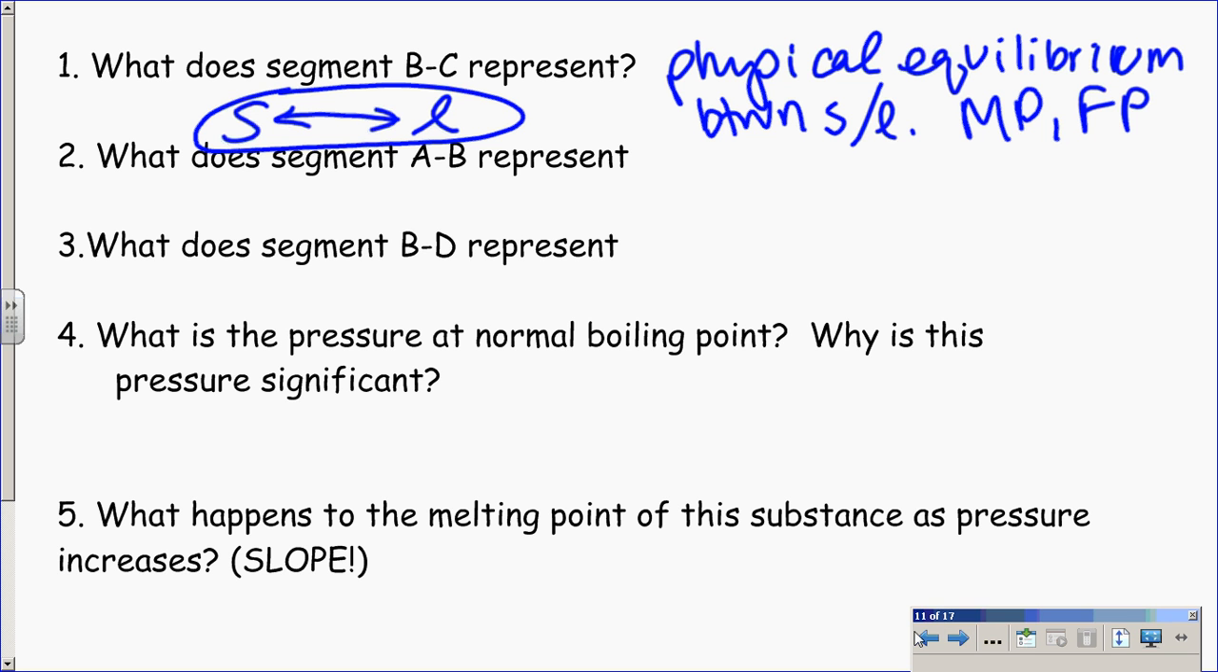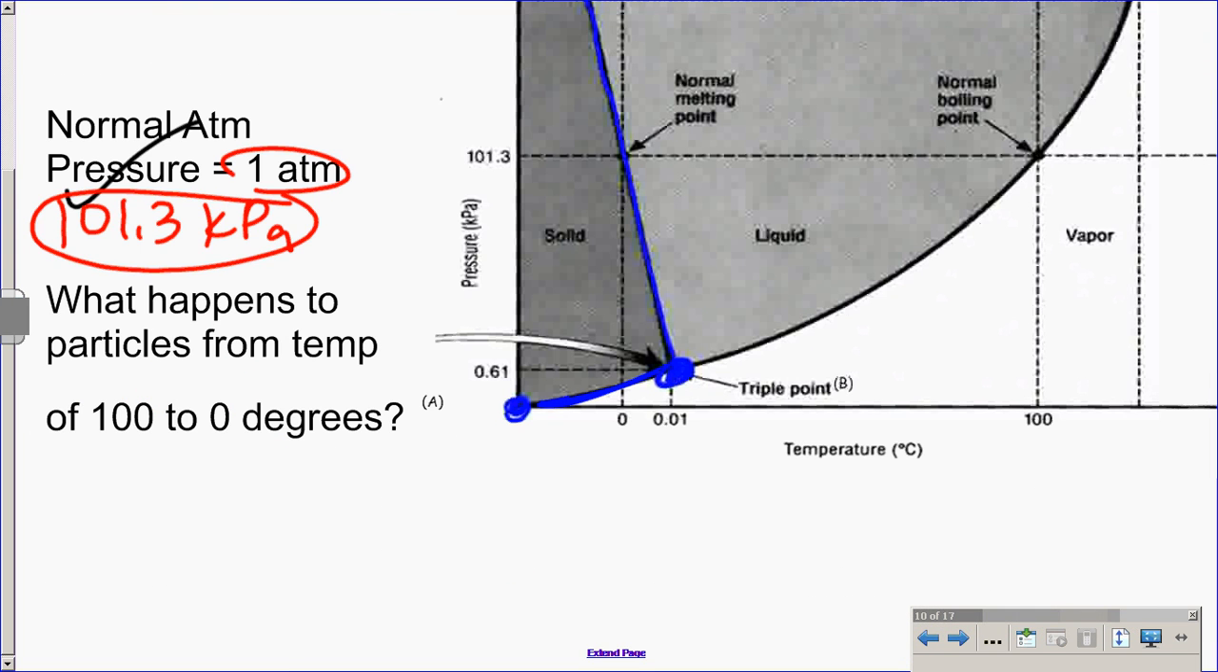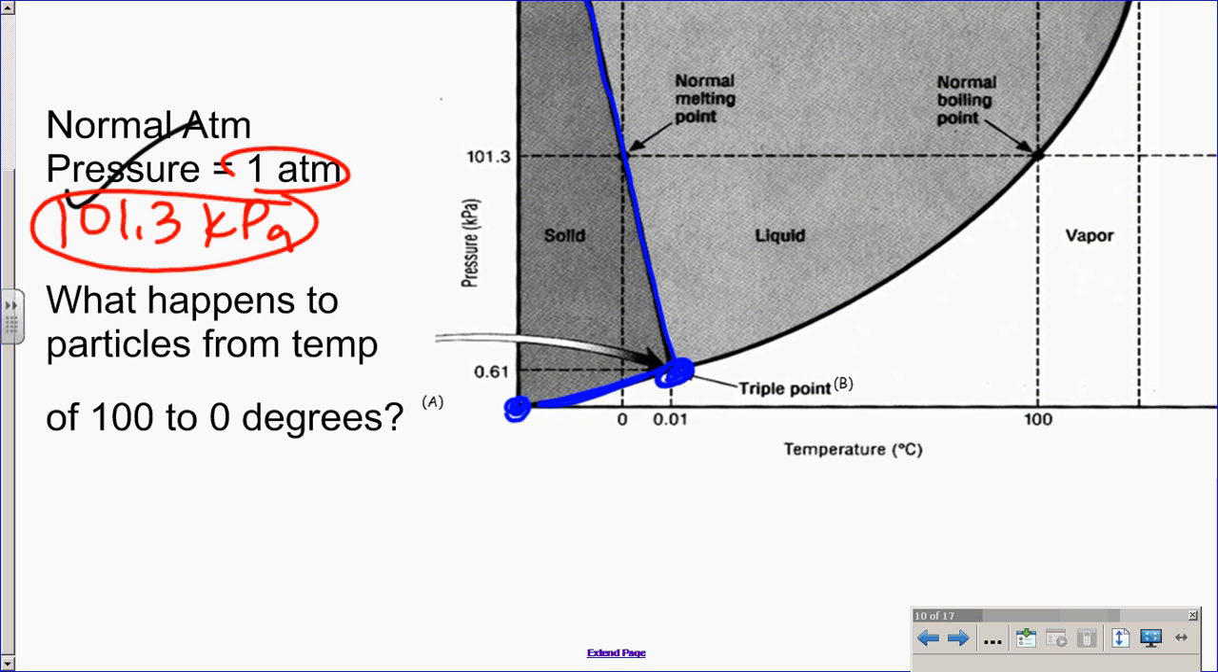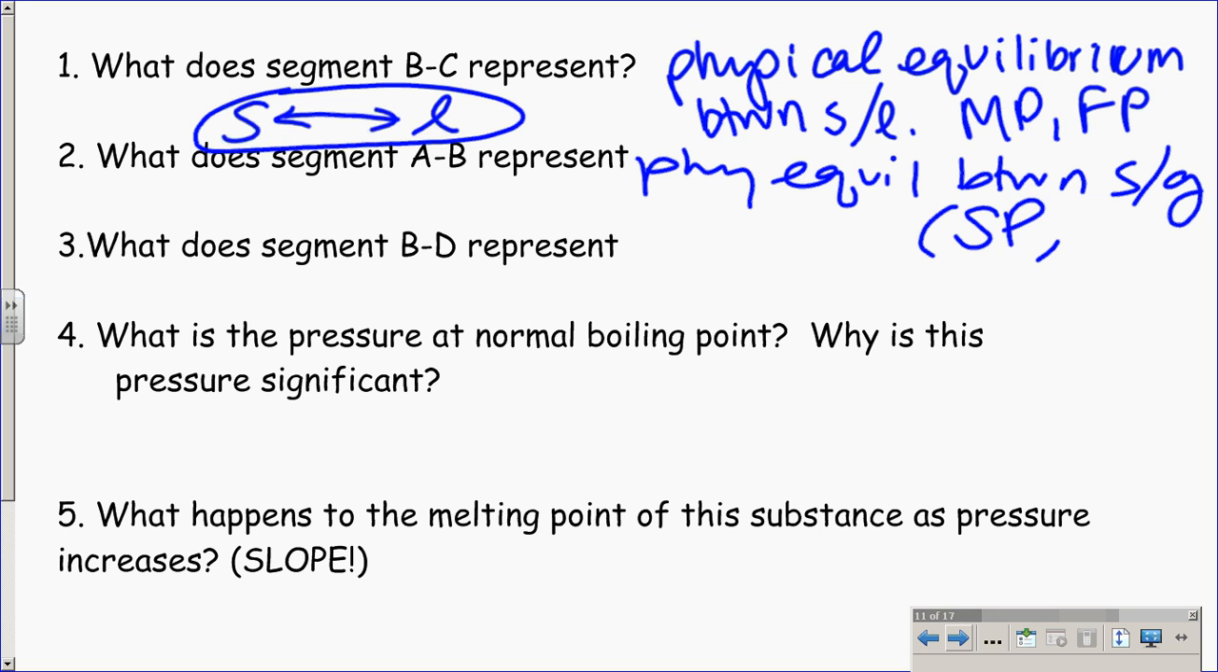Okay, so then what's A to B represent? So A to B. B is still down here at the triple point. A is over here. So what does this line represent? Sublimation, because it's going from solid straight to gas. So tell me what I wrote previously. Okay, between solid and gas, aka the sublimation point or deposition point. Good. I'm just abbreviating here. And so the physical equilibrium is between solid and gas and back.